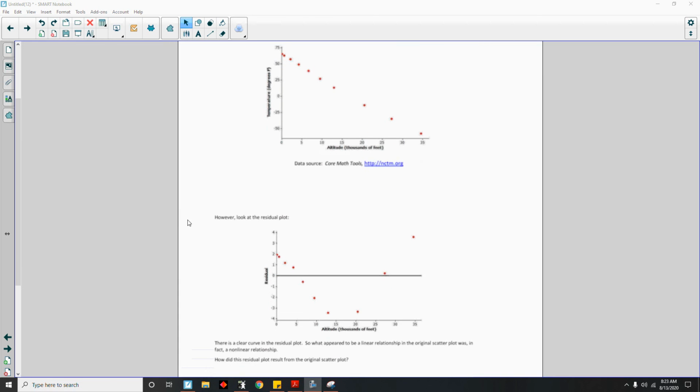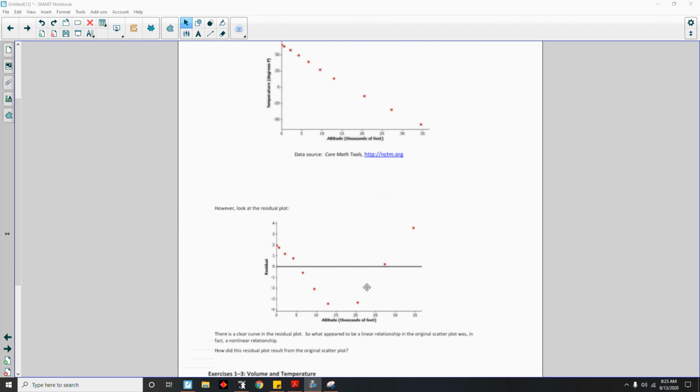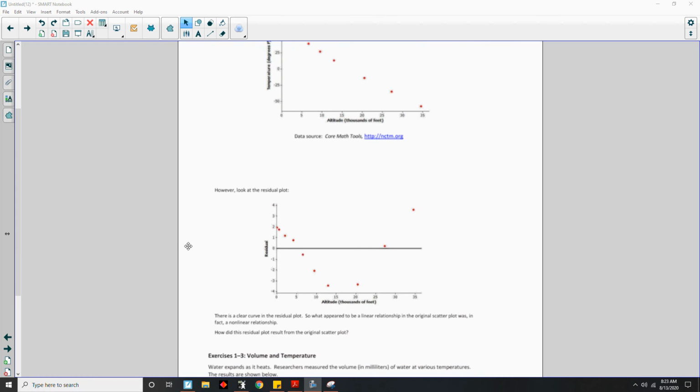But then when we look at the residual plot, look at this plot. It's almost like a parabola or maybe even absolute value. And it says here there is a clear curve in the residual plot. So what appeared to be a linear relationship in the original scatter plot was in fact a nonlinear relationship. How did the residual plot result from the original scatter plot?